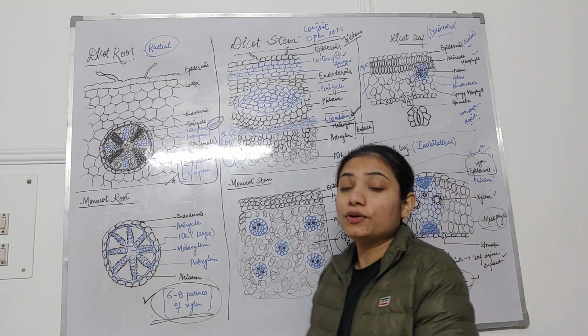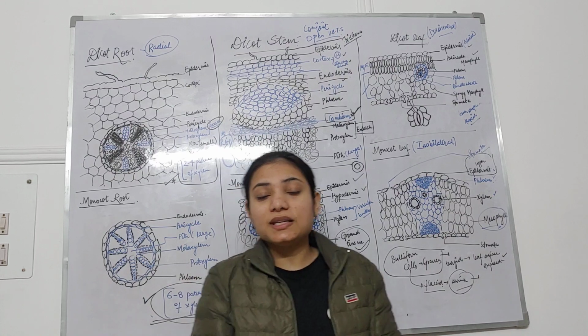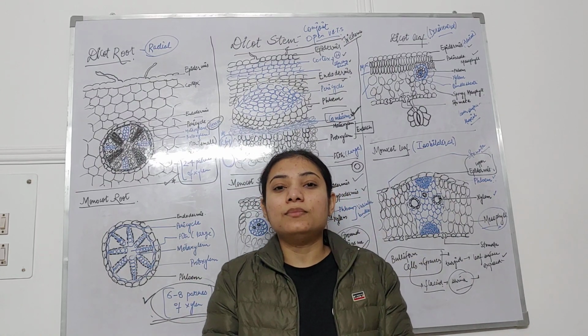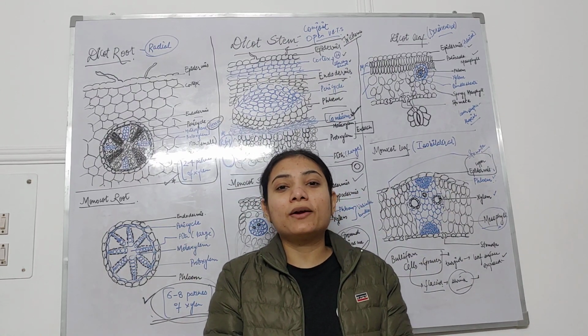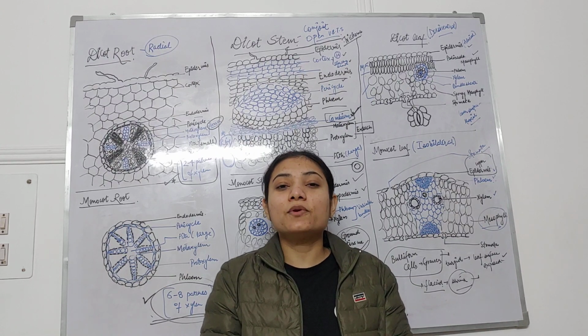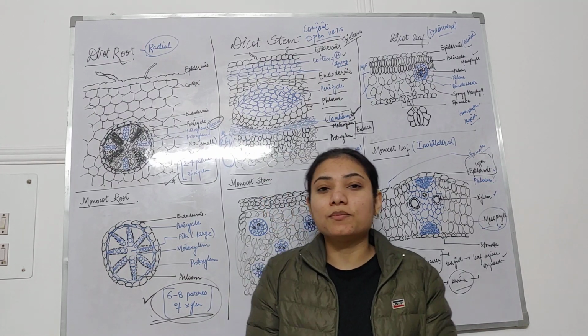So in this video we have seen the anatomy of the dicot and how the anatomy of the monocot is different from the anatomy of the dicot.